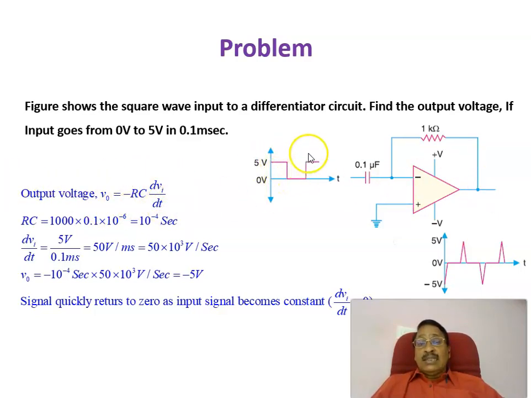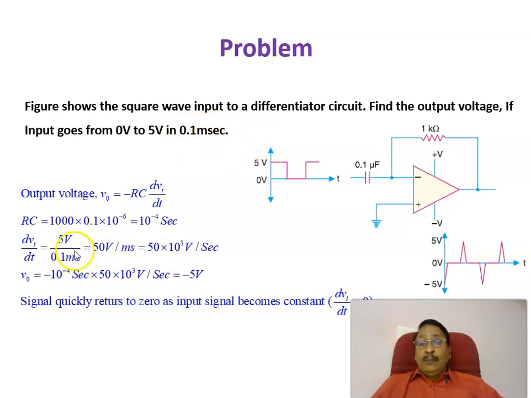Therefore, if you differentiate a square waveform, what will that be? In this case, the problem is to find the output voltage if the input is changing from 0 to 5 volt in 0.1 millisecond. If you magnify this, the change is not sudden; from 0 to 5 volt, the change takes 0.1 milliseconds. Then you can calculate the rate of change of voltage, dVi by dt.